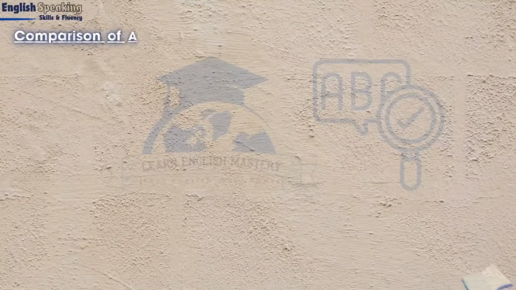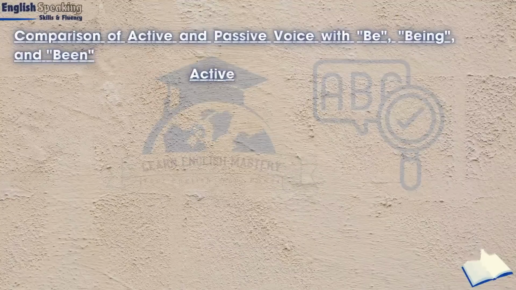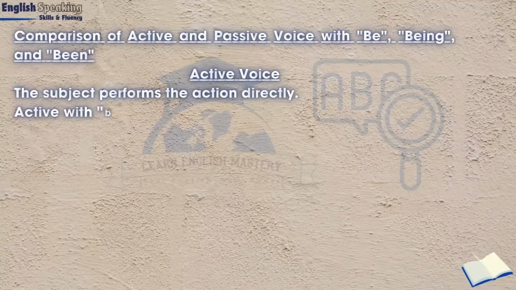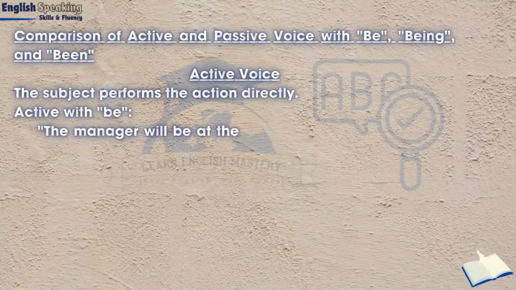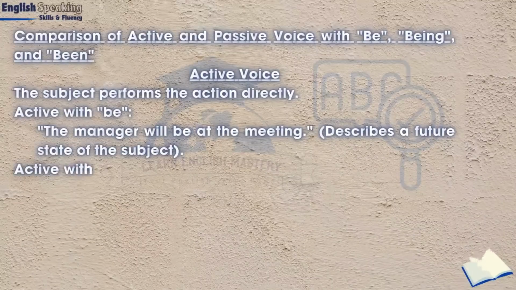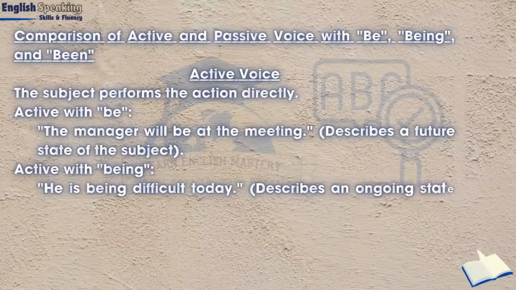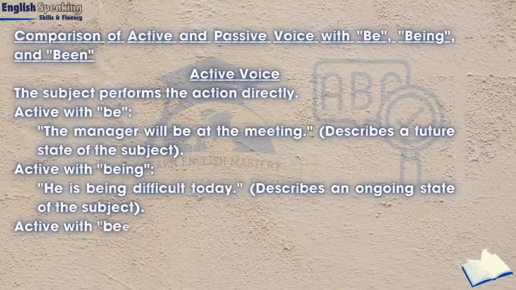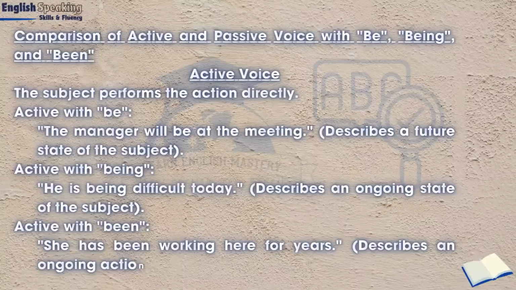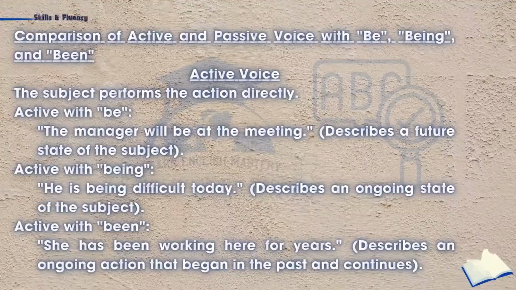Comparison of active and passive voice with be, being, and been. Active voice, the subject performs the action directly. Active with be, the manager will be at the meeting. Describes a future state of the subject. Active with being, he is being difficult today. Describes an ongoing state of the subject. Active with been, she has been working here for years. Describes an ongoing action that began in the past and continues.